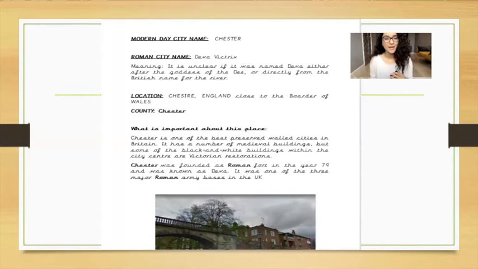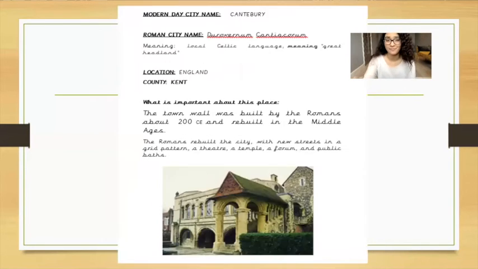What is important about this place? Chester is one of the best preserved walled cities in Britain. It has a number of medieval buildings, but some of the black and white buildings within the city centre are Victorian restorations. Chester was founded as a Roman fort in the year 79 and was known as Diva. It was one of the 3 major Roman army bases in the UK.